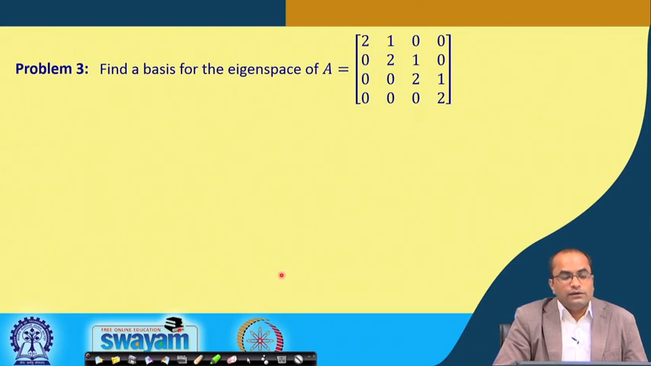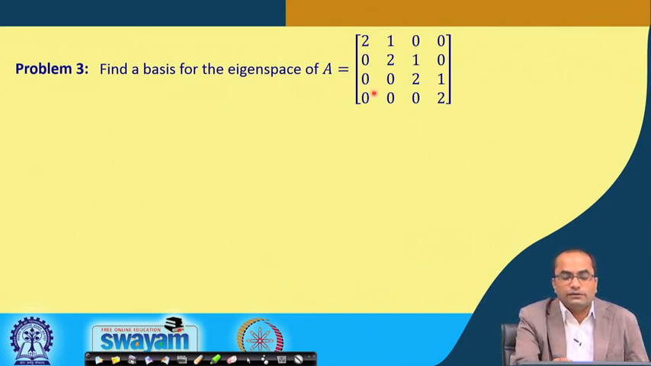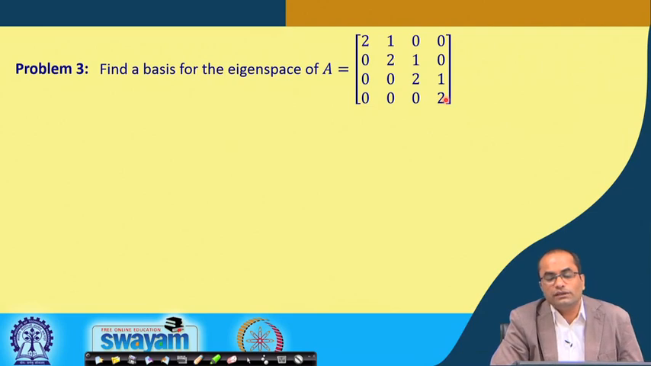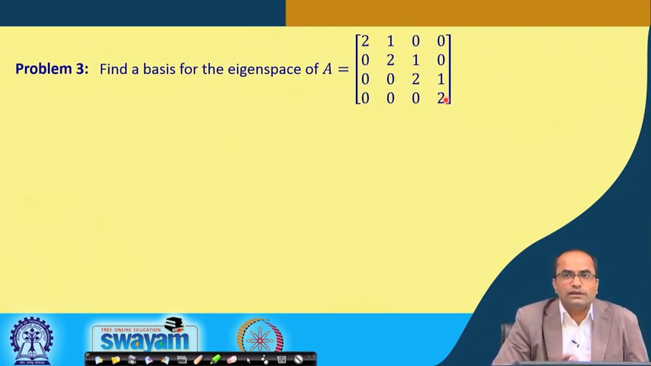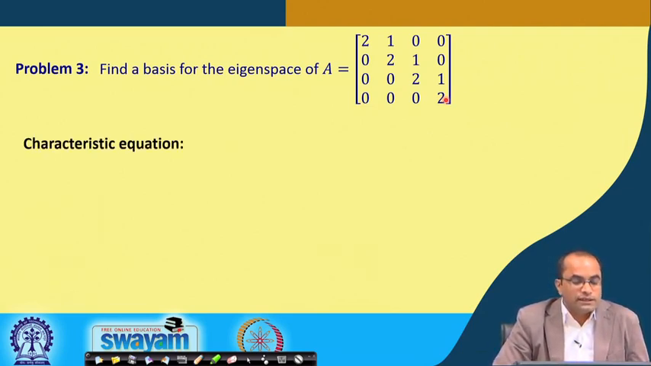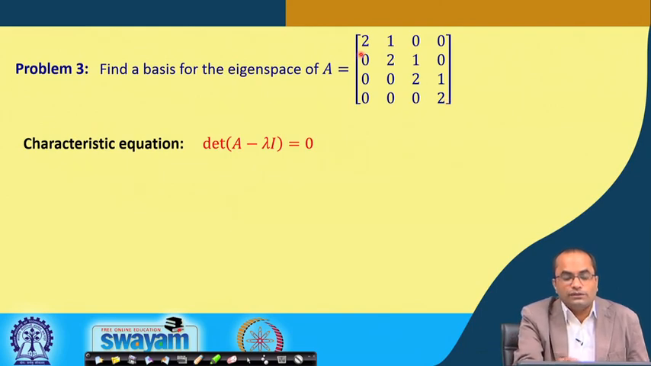Now, if we look into another problem here, the eigenspace of this matrix, that is 2 1 and 0 0. This is actually 4 by 4, so a little bigger matrix, but the calculations are easy. In this case, if we set up the characteristic equation, again (A minus lambda I) x is equal to 0, the determinant of this will give the characteristic equation.